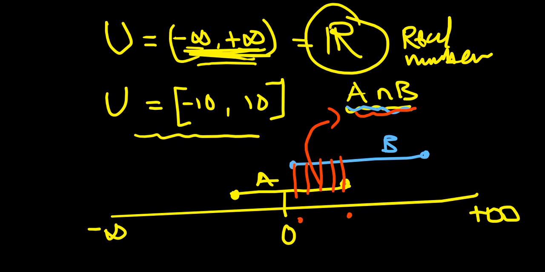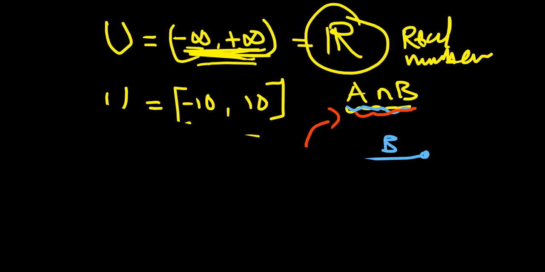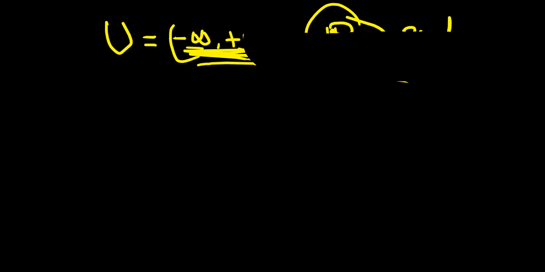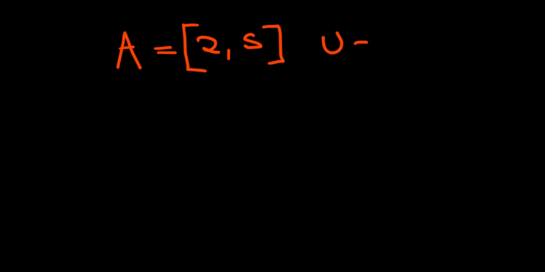So what else do I have to explain before we solve the questions? One more thing is the complement, because I see a lot of students struggle with complements. So remember how we define the complement. Let's say A is from 2 all the way to 5, and this is a closed set. The universal set is from minus infinity to positive infinity, meaning the set of all real numbers. And then they ask you to find A complement. So what do you do?